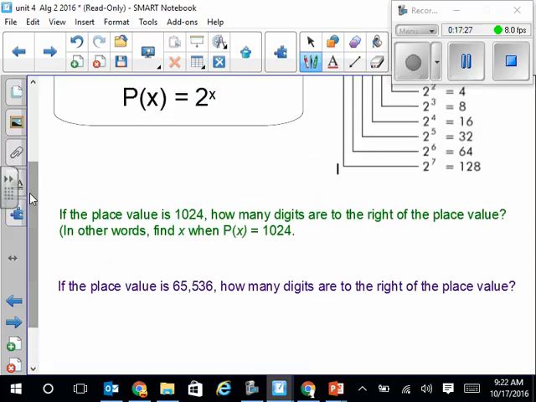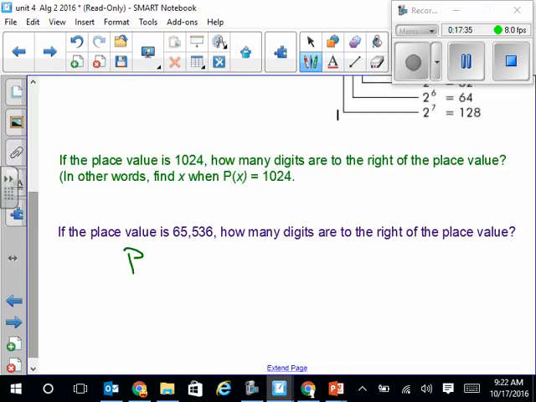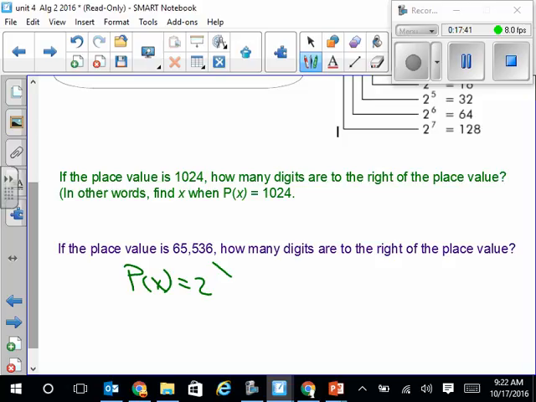But here's what you need to know. In other words, please underline that. In other words, find x, circle the x, we know that's the thing we're going to find, when, this is the key, when P of x equals 1024. In other words, this tells me what to replace P of x with. Write that. What to replace P of x with. Once you know what to replace it with, now you're back to the easy problem.